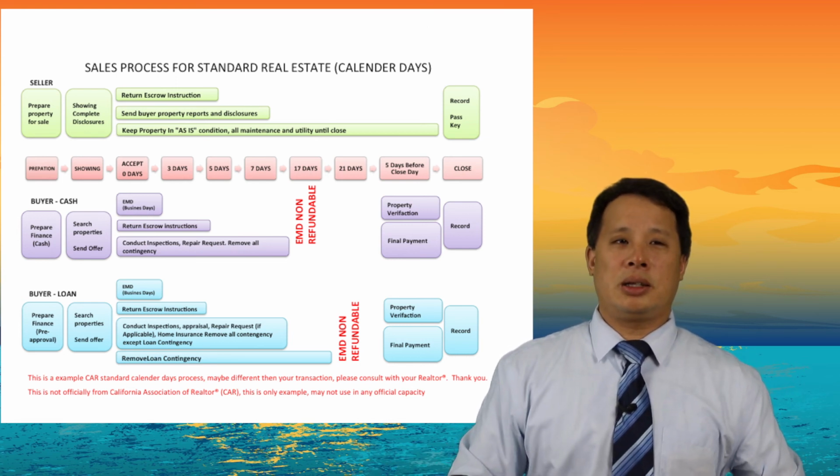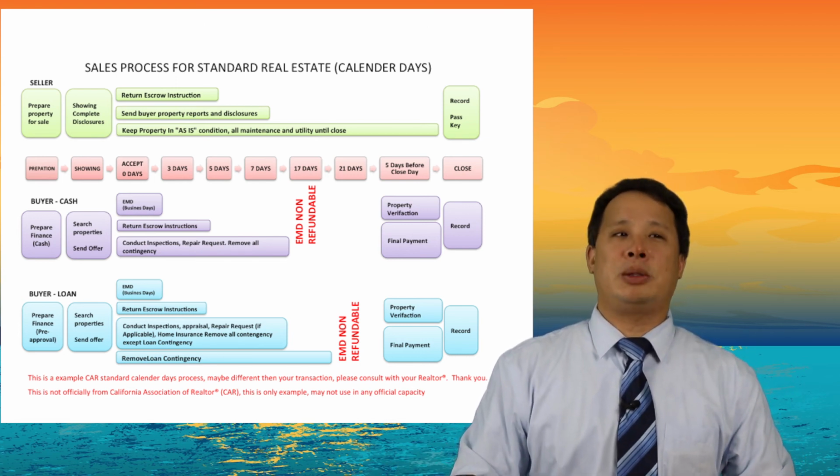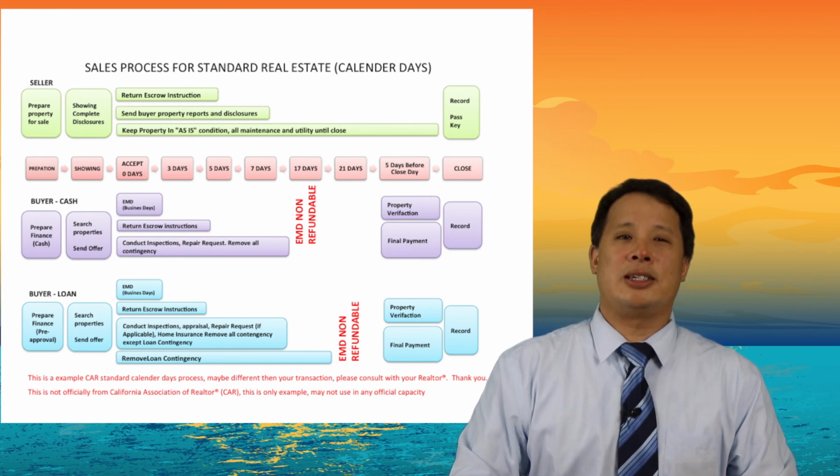That's it for today's rough explanation of the sales process for standard residential 1 to 4 units.